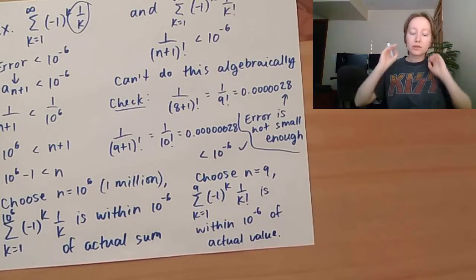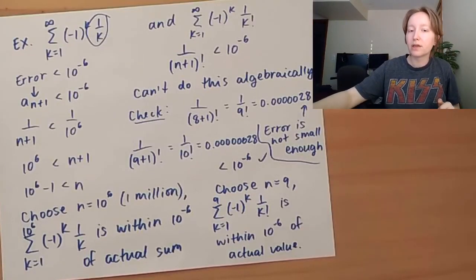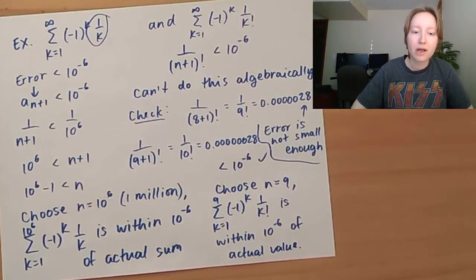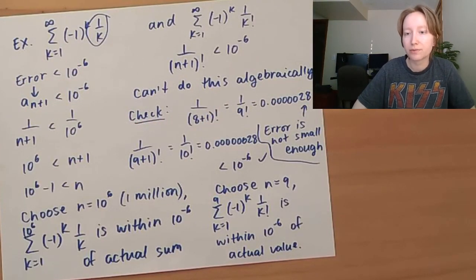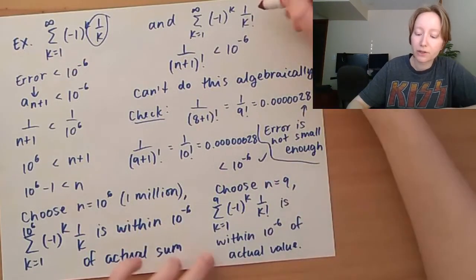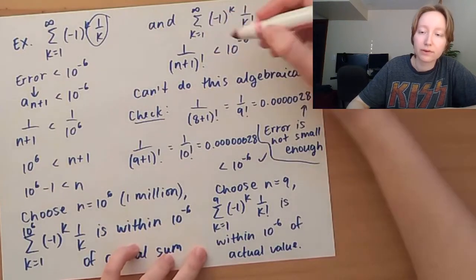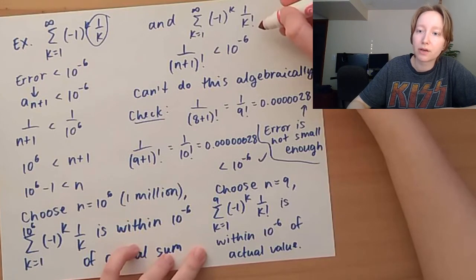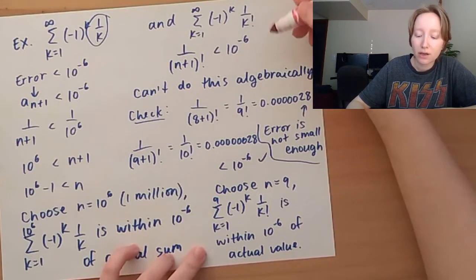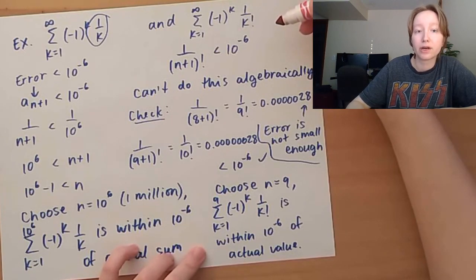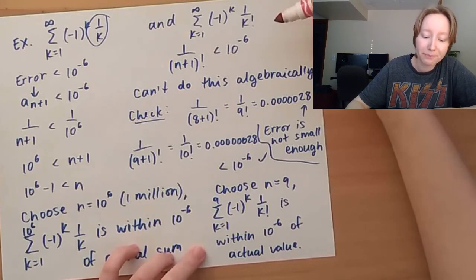So what is the difference between these two functions? I have 1 over k and 1 over k factorial. Why did I need a million terms for one of them and then only 9 terms for the other one? It's because 1 over k factorial decays much faster than 1 over k. So it's going to converge to an actual value for the sum faster than 1 over k. So that is why I need fewer terms for something that has factorials in there if I'm trying to estimate the value of the sum.